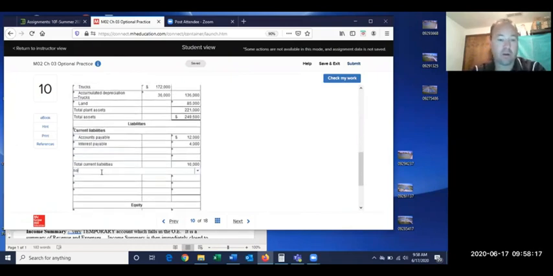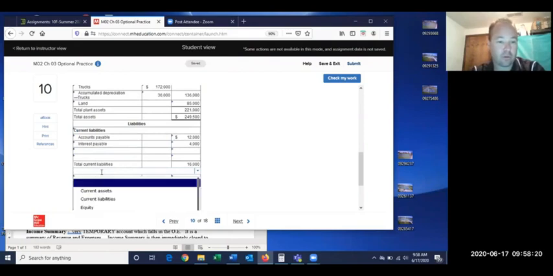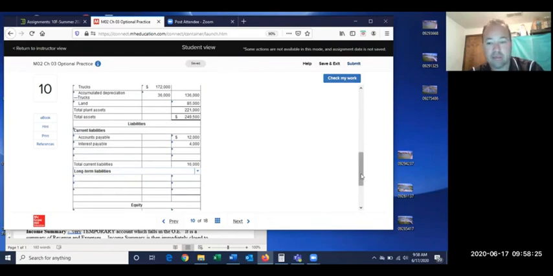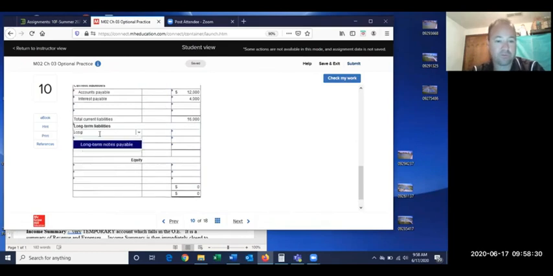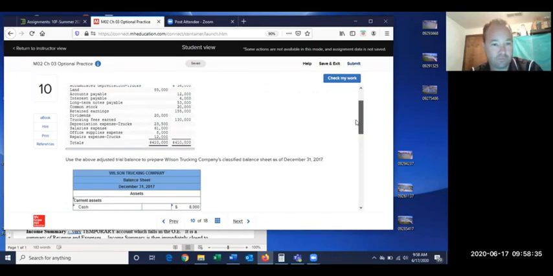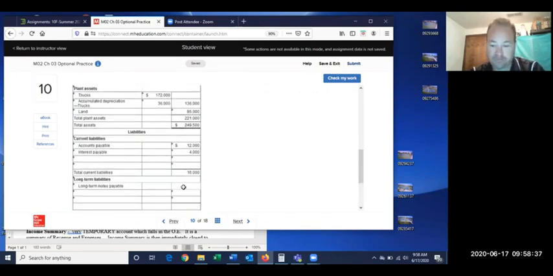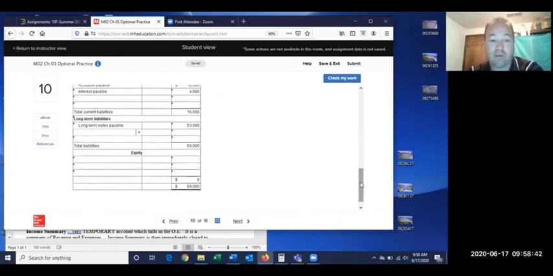We come down here to our non-current, long-term. Yep, that's what they want. Long-term liabilities. And they call it long-term notes payable. So that's what we'll use. Long-term note payable, 53,000. And that's all we had. We didn't have any more long-term, so there's nothing really to total. Add up our current plus our long-term, we get total liabilities of 69,000.